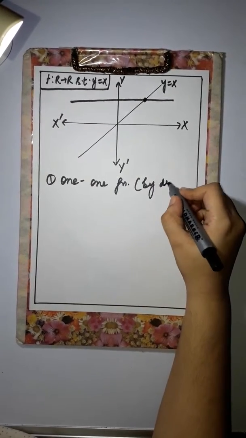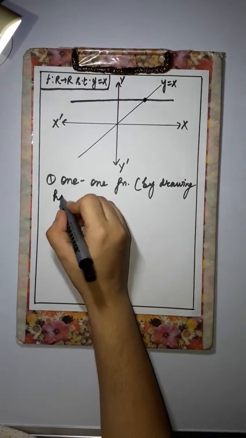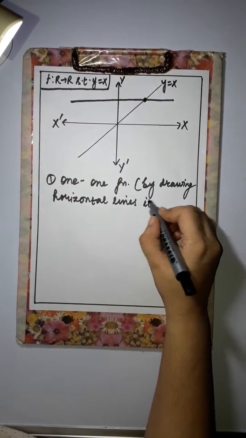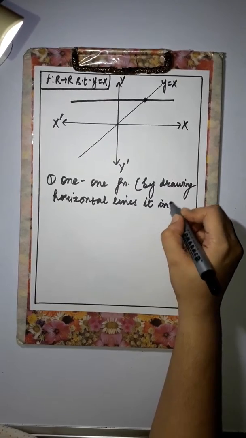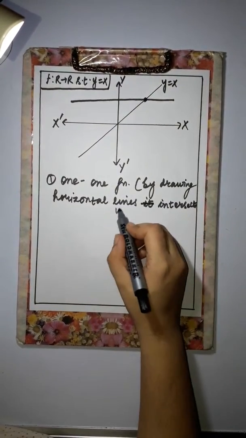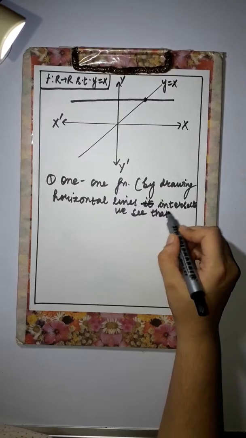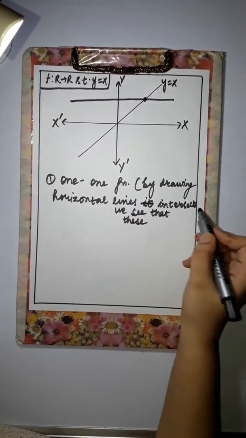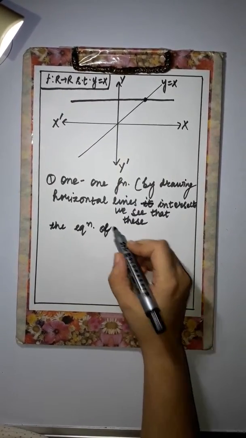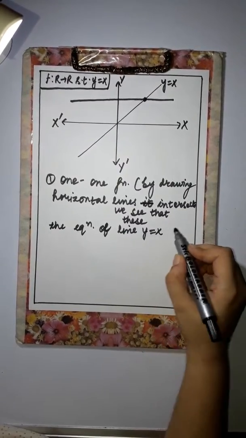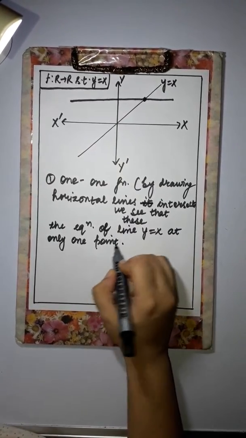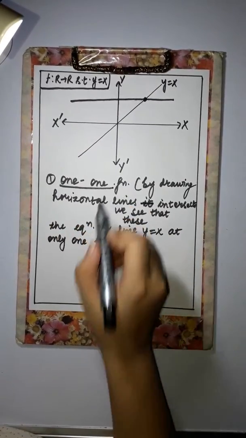By drawing horizontal lines, we see that these intersect the line, the equation of line y is equal to x, at only one point. So this implies that this is a one-one function.